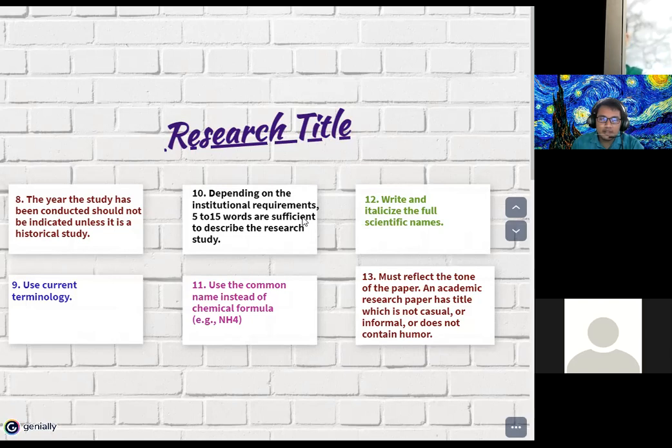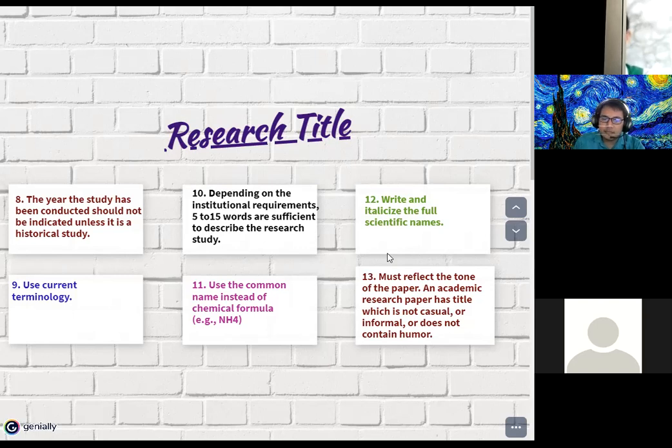Eleven. Use the common name instead of chemical formula. Okay, kung meron tayong mga ganitong klase sa ating research title, gamitin na lang natin yung common name. Huwag na yung mga chemical formula. Okay? So kung salt yan, salt yan. Kung asin yan, asin yan. Huwag mo na ilalagay yung chemical formula. Hindi kasama yun.